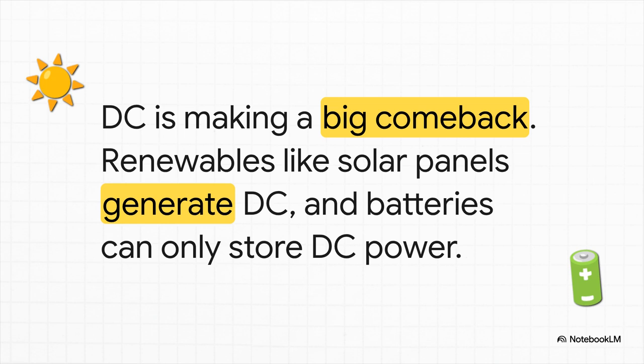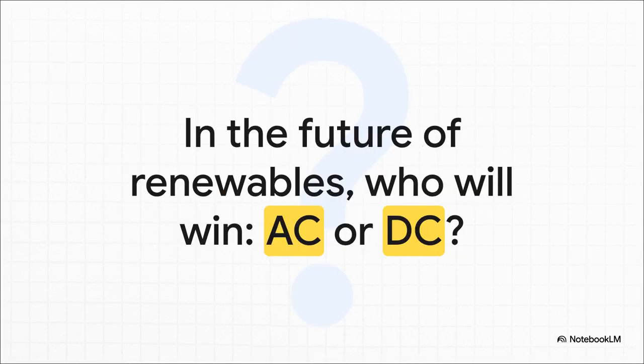Solar panels, for example, naturally generate DC power. And batteries, they can only store power as DC. So now we're building a world with all these local sources of DC power that have to somehow play nice with our old-school AC grid. And this brings us to one last really interesting question. The first Great War of the Currents was won by AC, all because it was better at long-distance travel.